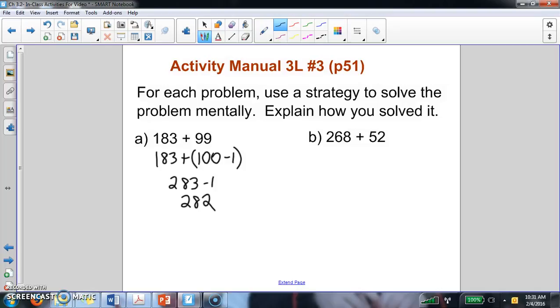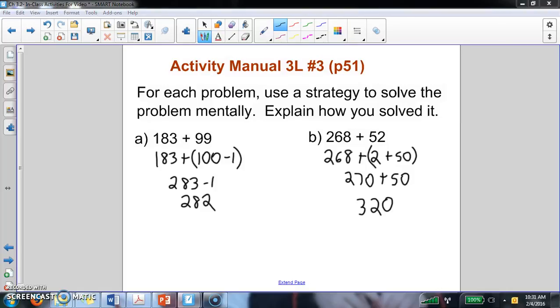Now the next one, 268 plus 52. Well, I could say that that's 268 plus 2 plus 50. Split it into something that's easier, because 268 plus 2 takes me to 270, and 270 plus 50 would take me to 320. It's not that it's necessary, but again, it's an idea of trying to make the problem maybe a little bit easier to solve.